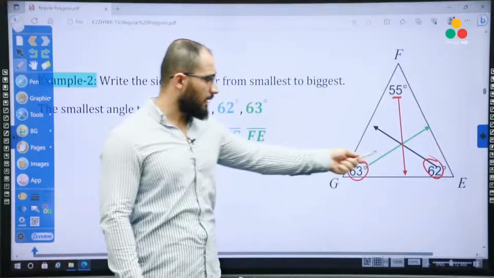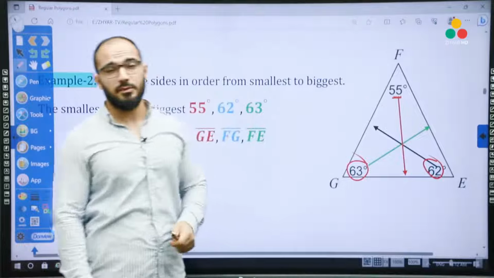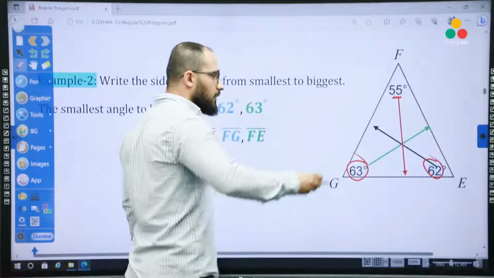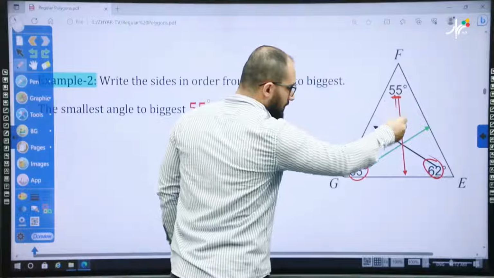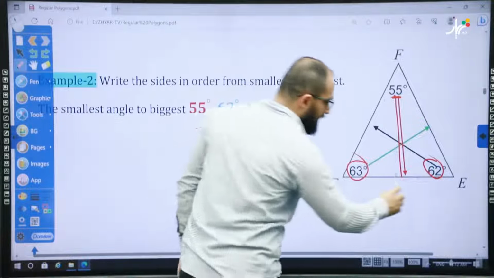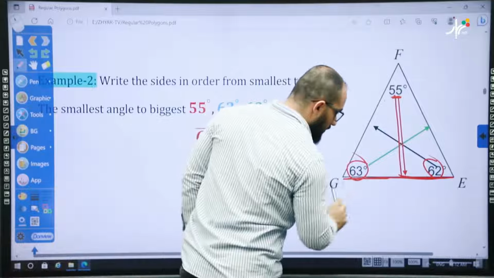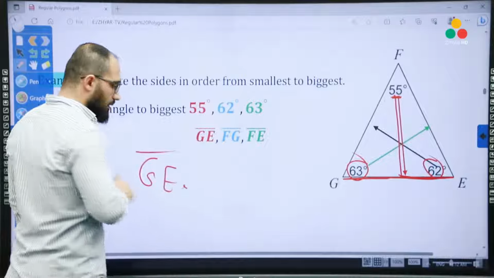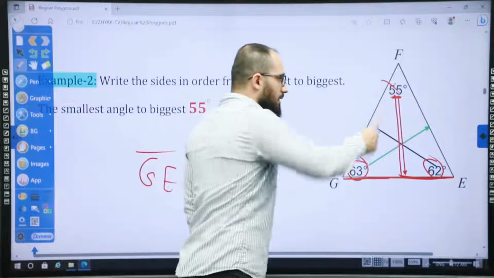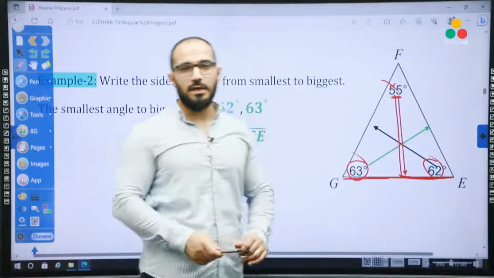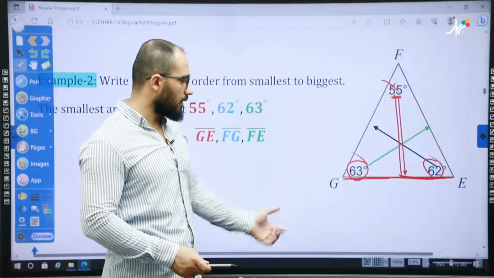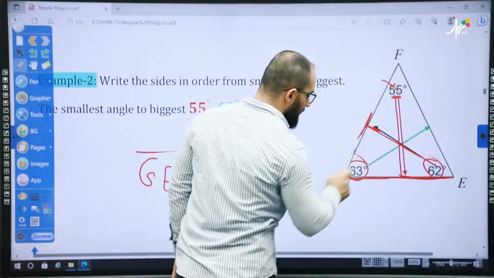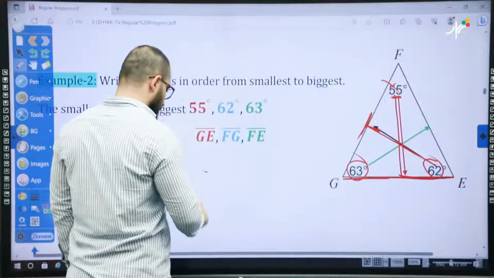Between 63, 62, and 55, which one is the smallest angle? It's quite clear. The smallest angle is 55. So directly look at the opposite of 55. The opposite of 55 is that side. What is that side? GE. So GE is the smallest one. So 55 is out. Between 63 and 62, which one is smaller? 62. Directly look at the opposite of 62. It is that side. What is that side? GF.